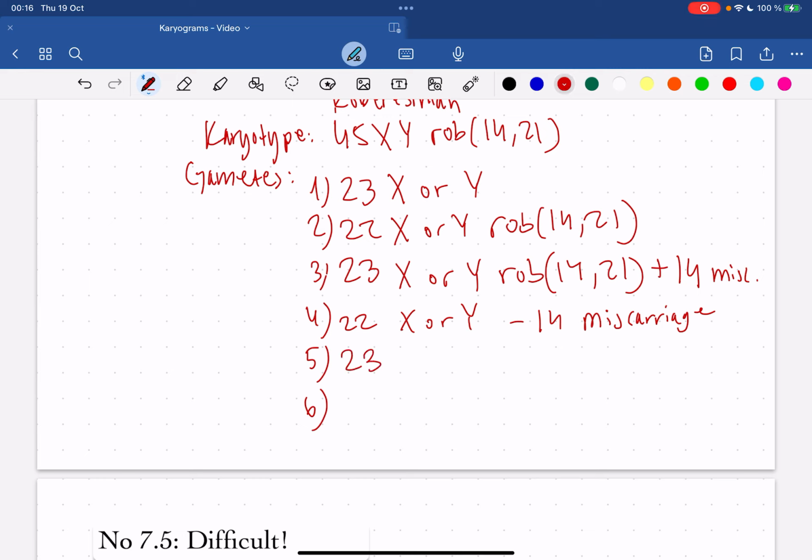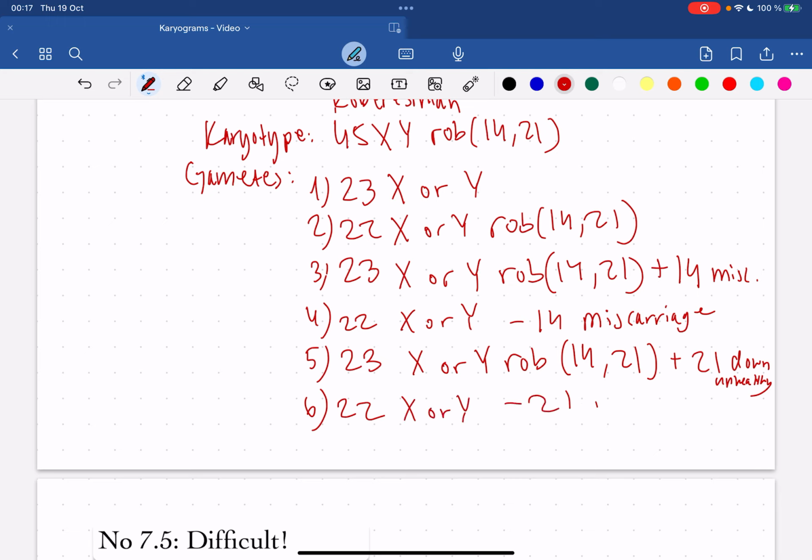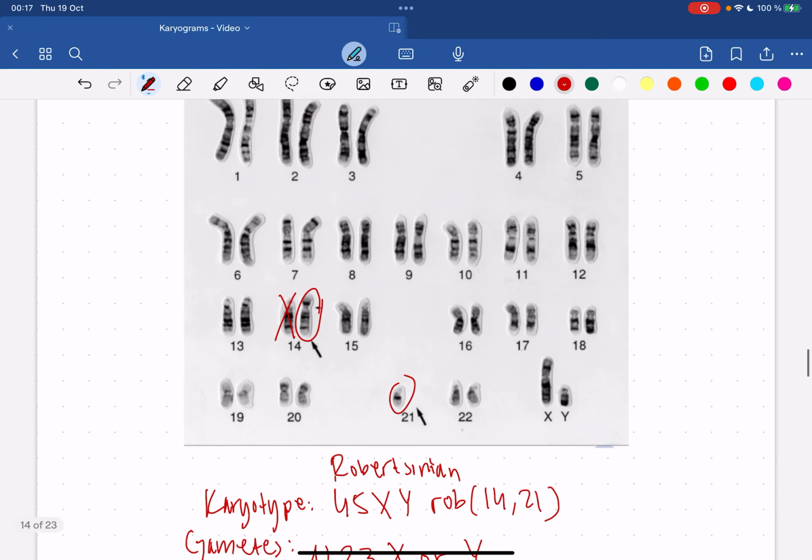So 23X or Y, Robertsonian 14, 21 plus 21. And that's going to be Down syndrome, unhealthy, right? Unhealthy. Well, number 6 is going to be the same as this one, just with the minus 21 instead of minus 14. So X or Y minus 21, and that's of course going to be a miscarriage. And in that case, how minus 21 looks like would look like something like this one and this one. That's how it would look like.